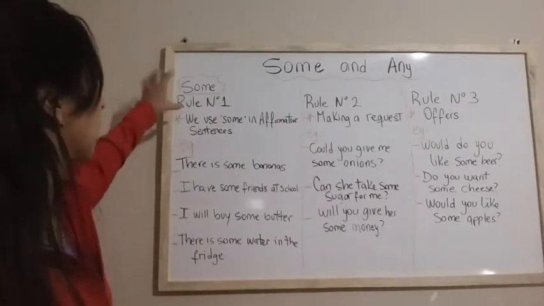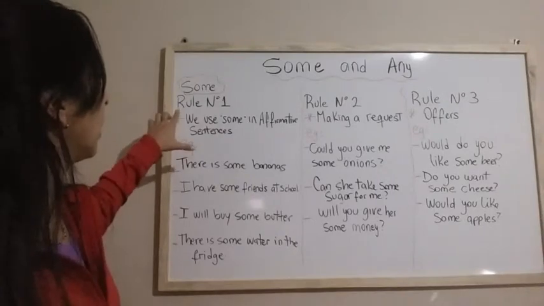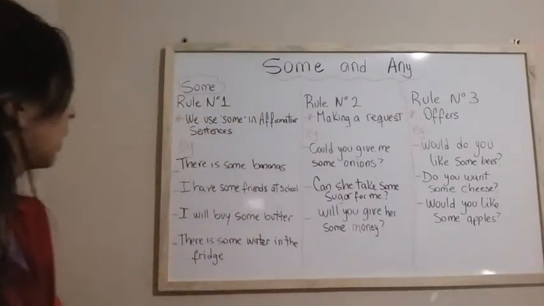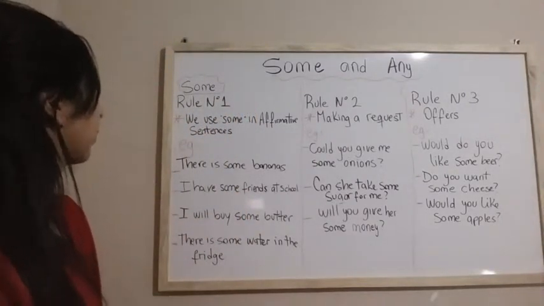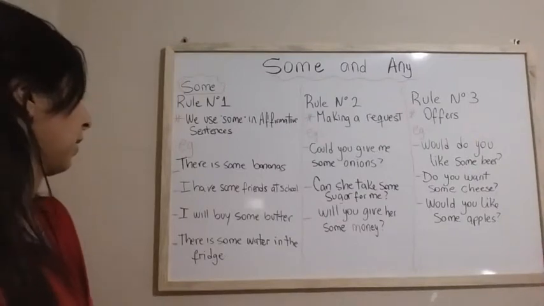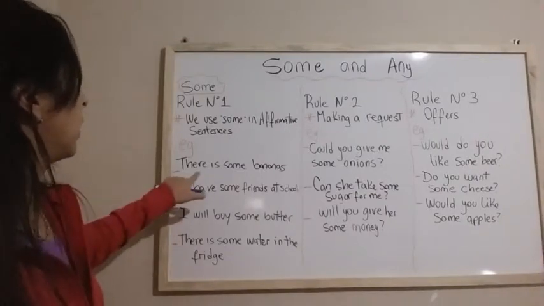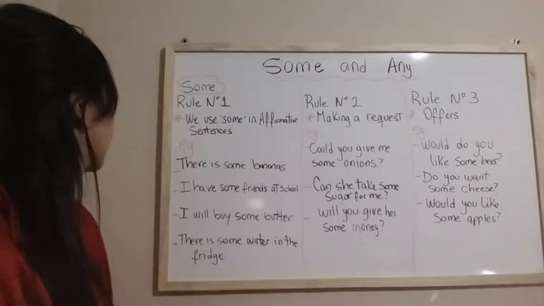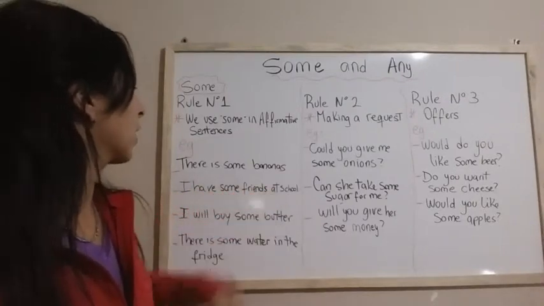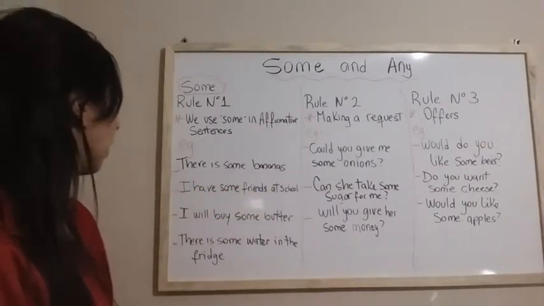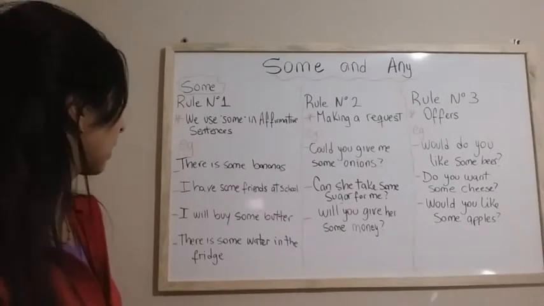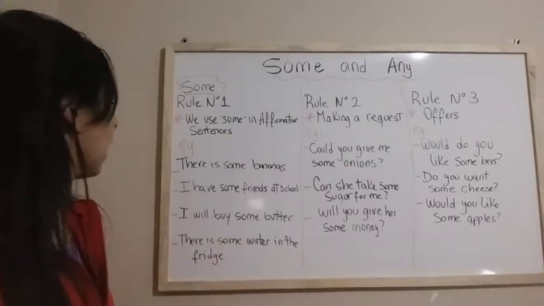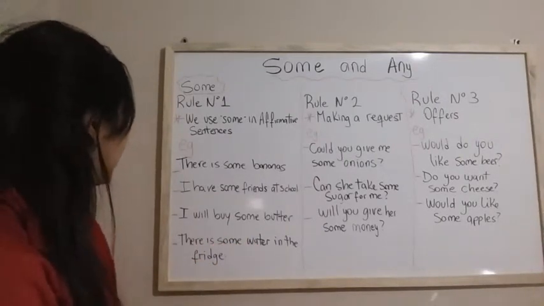Here we have the word some, and it has 3 rules. Rule number 1, rule number 2, and rule number 3. Rule number 1 says we use some in affirmative sentences. For example, there are some bananas. Aquí hay algunas bananas. I have some friends at school. Yo tengo algunos amigos en la escuela. I will buy some butter. Yo compraré algo de manteca. There is some water in the fridge. Hay algo de agua en la heladera.